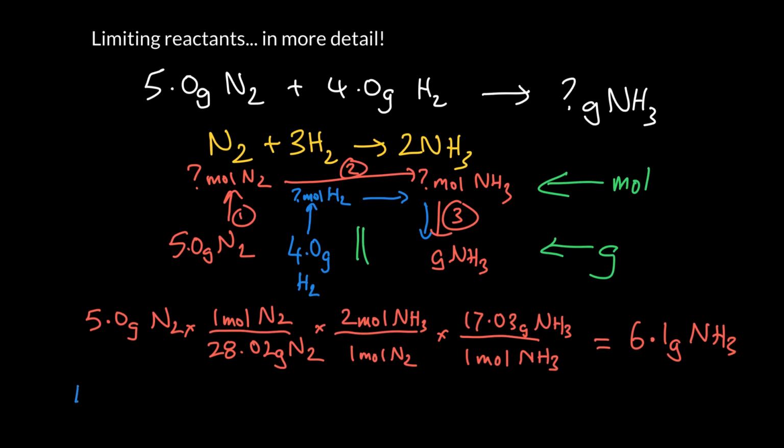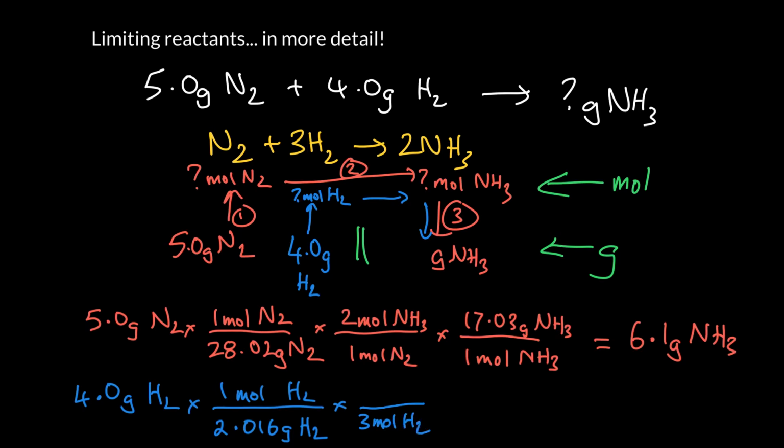Not sure. Now we're going to do the exact same thing for the hydrogen. So we take our hydrogen and convert it to moles. We add up the weight of 2 atoms of hydrogen. That's 2.016 grams per mole. Okay, that's step number 1. That gets us up to here. And then we see it's a 3:2 ratio. So we just say that 3 moles of hydrogen make 2 moles of ammonia. And then the very last step is we convert the moles of ammonia to grams of ammonia.